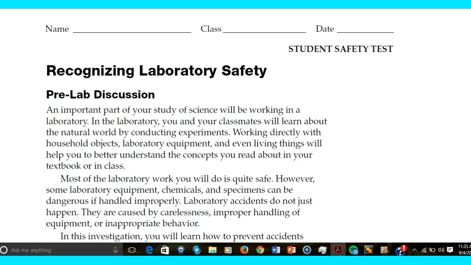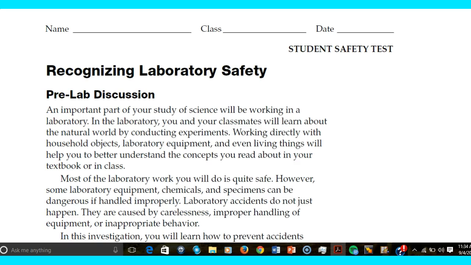An important part of your study of science will be working in a laboratory. In the laboratory, you and your classmates will learn about the natural world by conducting experiments. Working directly with household objects, laboratory equipment, and even living things will help you to better understand the concepts you read about in your textbook or in class, or when you're watching your videos on Edmodo.